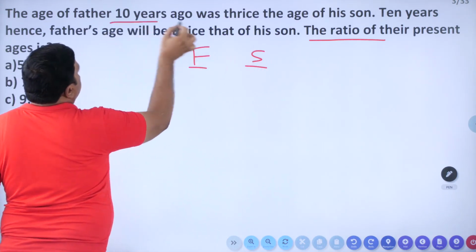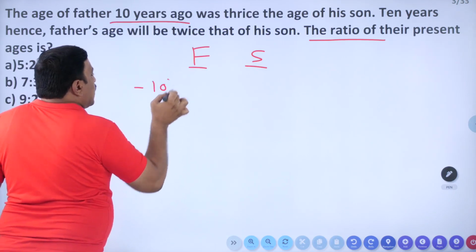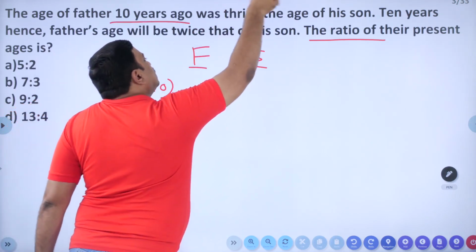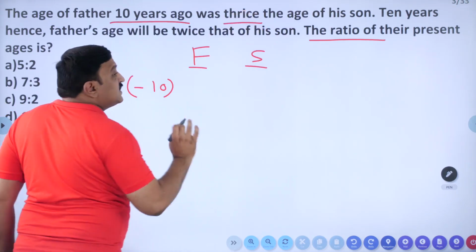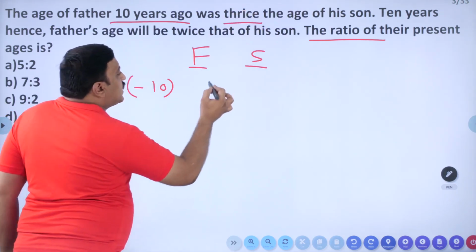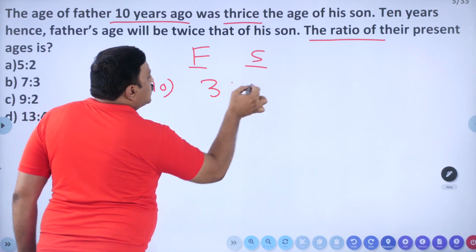The age of father 10 years ago, that is 10 years back, is thrice the age of his son. Thrice means 3 times, right? So the ratio you can write as 3:1.